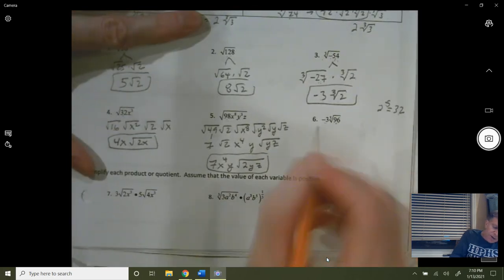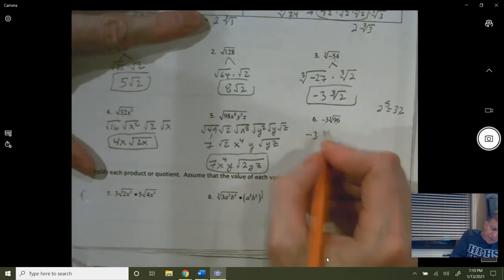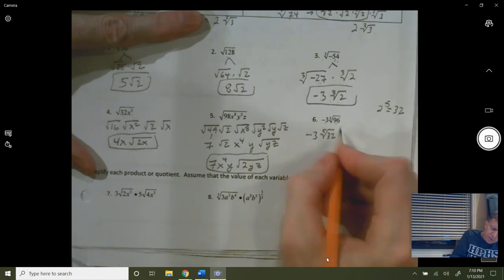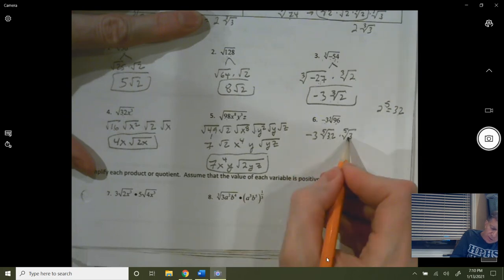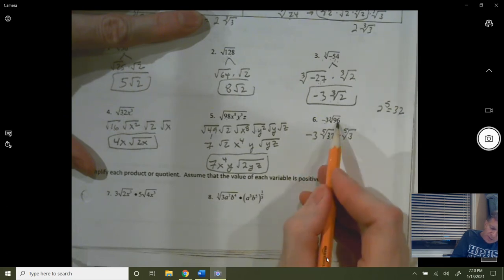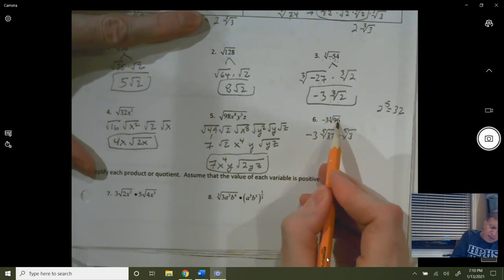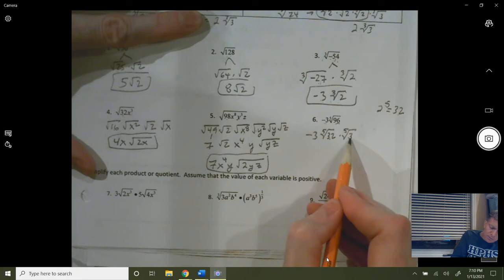Okay? We've got negative 3, and then I've got the 5th root of 32, and what's left? The 5th root of 3. 3 times 32 gives me 96, so I can break down the 5th root of 96 into the 5th root of 32 times the 5th root of 3.